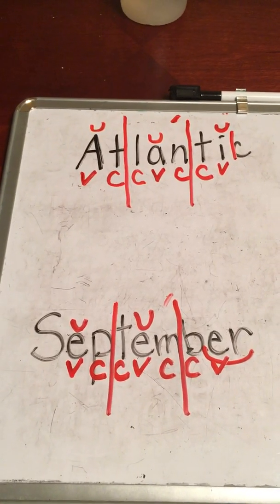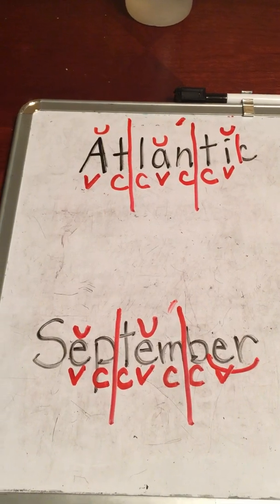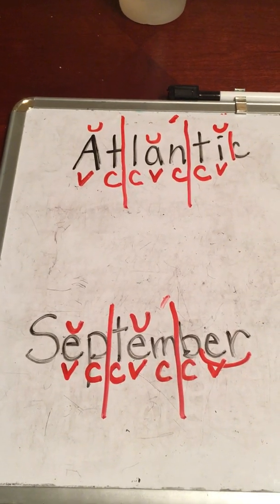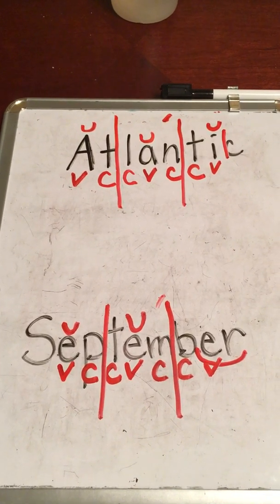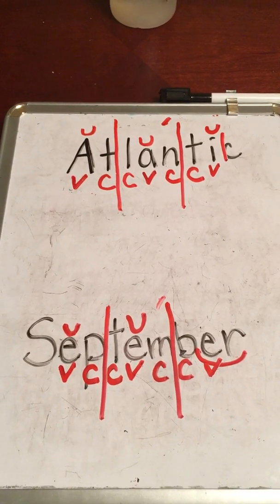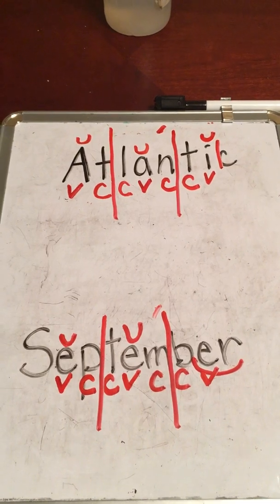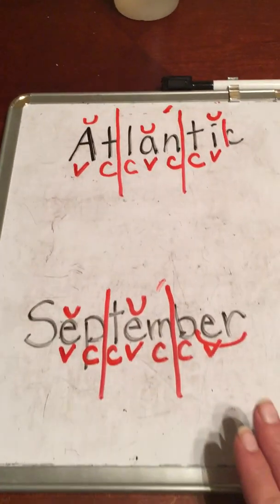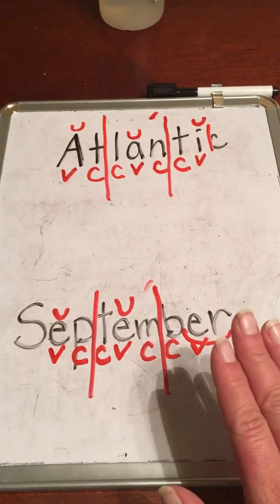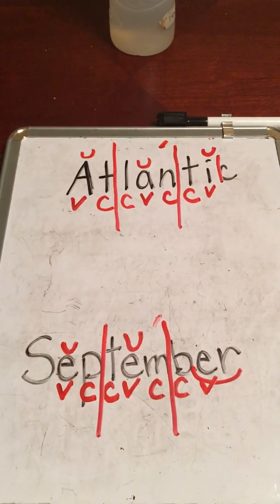Now look at both words that we've coded today. All of these words have 3 syllables. This is the first time we've been working on 3-syllable words. Wow, you guys are becoming such great readers. Let's clap Atlantic and see the syllables. Atlantic. How about September? September. Nice work. See you later.